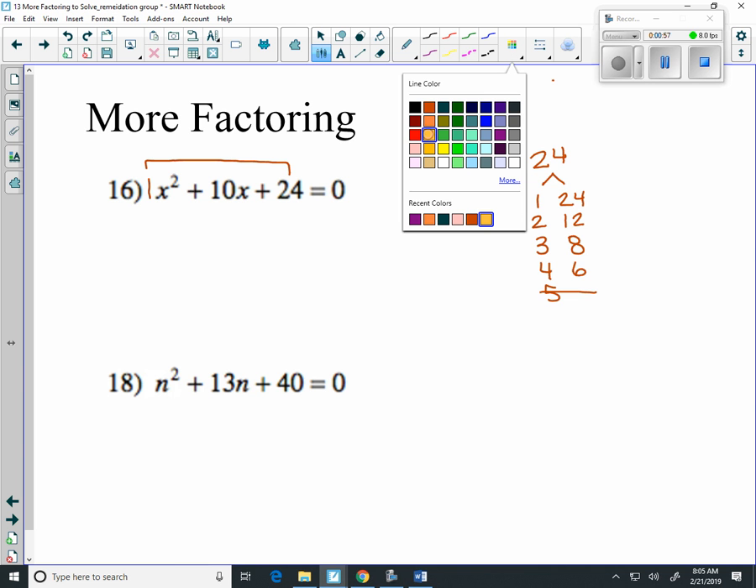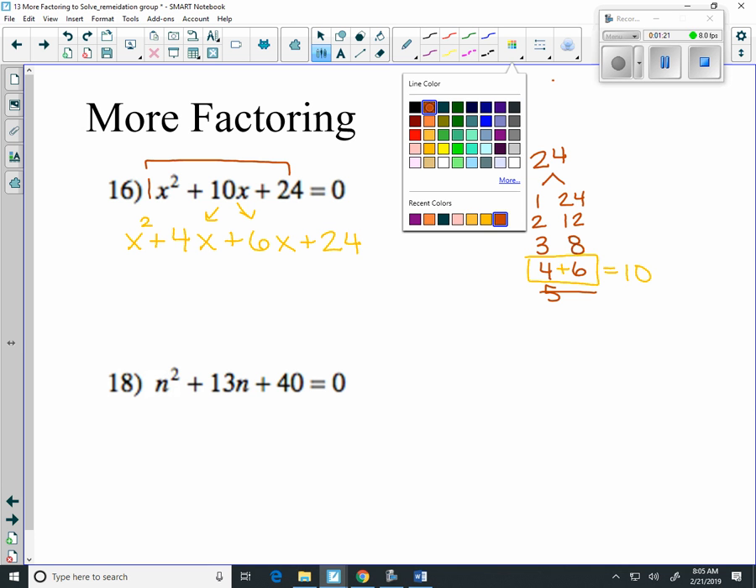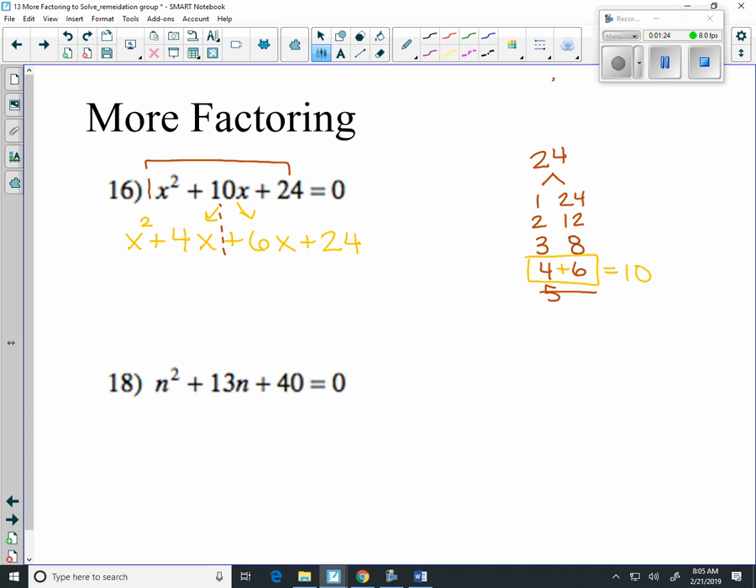Now, which one of these pairs adds to 10? Everything's positive, so it's 4 and 6. So we're going to take 10x and change it into 4x plus 6x. And I'm going to bring down that x squared and that 24. And then I'm going to cut it in half. My first two terms have x in common, and I like this visual for myself. That x squared just becomes a single x in the parentheses. That 4x, the x's cancel, just becomes a 4.